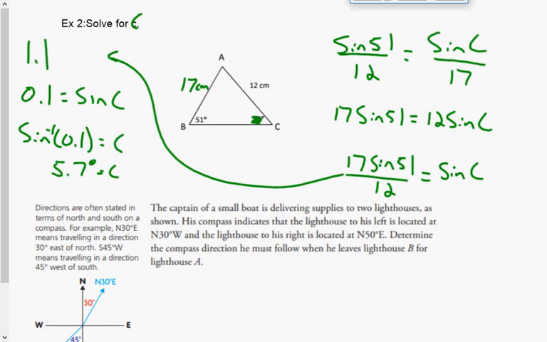Why would the 1.1 work? Sine technically can't be bigger than 1. So whenever you have a sine value that's bigger than 1, it's going to be wrong. So just know you did something wrong. The reason it went wrong is because I made up this number here.